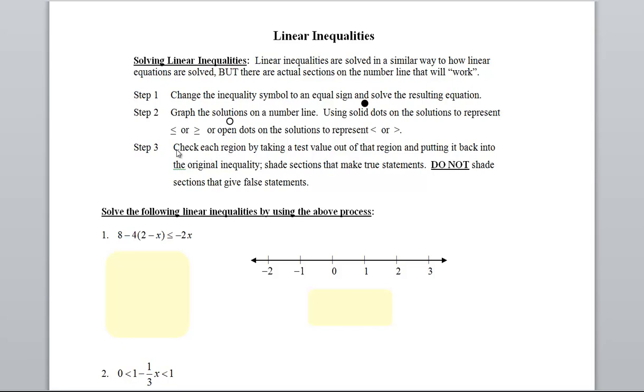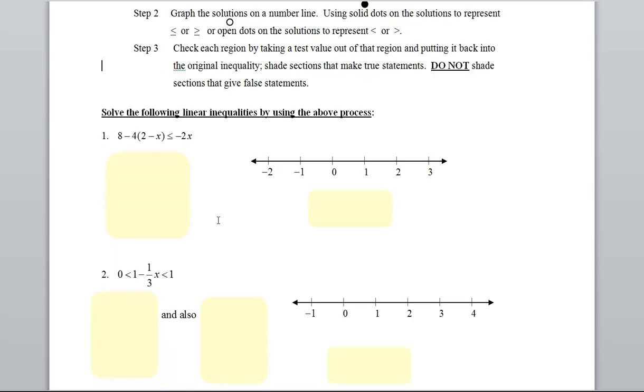Now once we've done that, step 3, we've got to check each region by taking a test value out of that region and putting it back into the original inequality. We're going to shade sections that make true statements, but we're not going to shade sections that give false statements. So we've got some problems that we're going to practice on. We're going to solve the following linear inequalities by using this process.